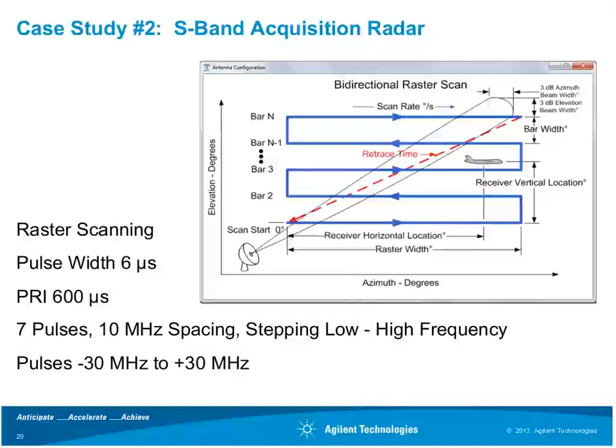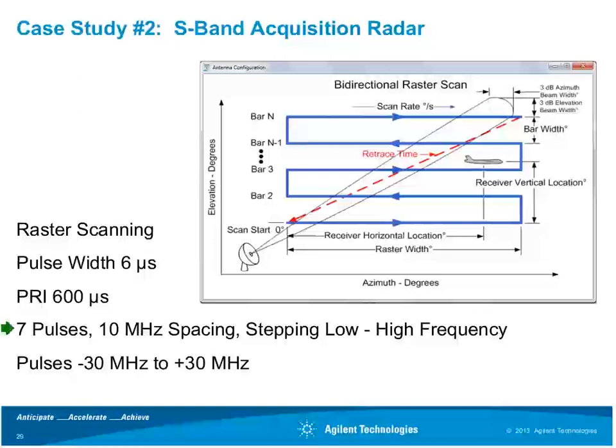Let me go on briefly then to another case study showing some of the same types of characteristics but in a different environment. In this case, instead of a complex signal environment, it is a somewhat complex and agile signal. This is an S-band acquisition radar that's doing some scanning. It has relatively narrow pulses of about 6 microseconds each with a pulse repetition interval of 600 microseconds. So the duty cycle is relatively low here.